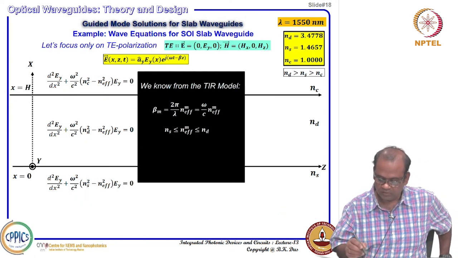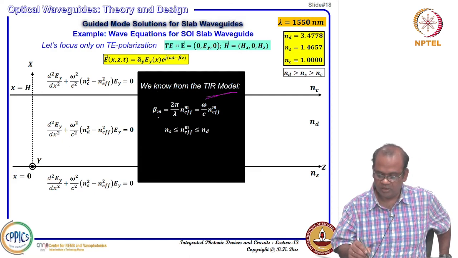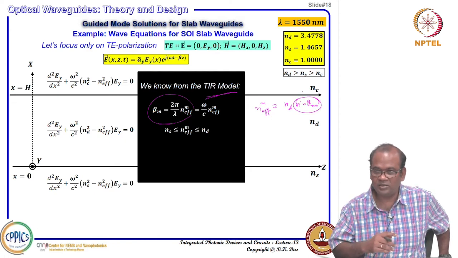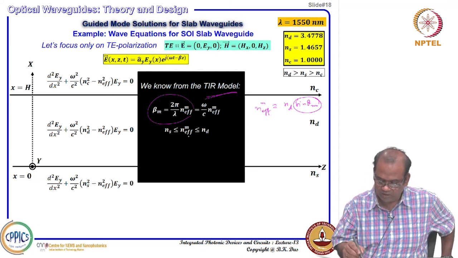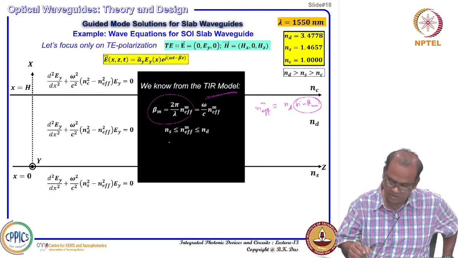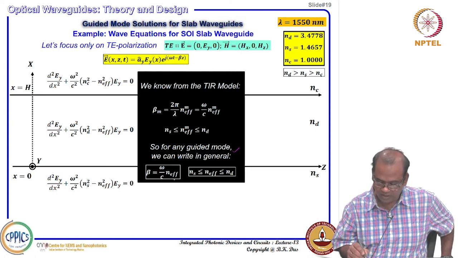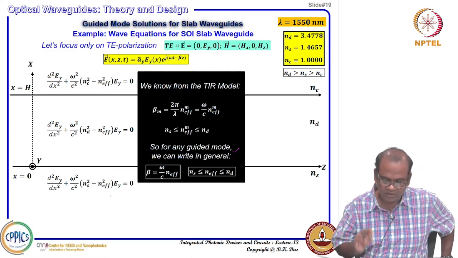Now, from the total internal reflection model, beta m equals 2 pi by lambda n effective, where n effective m equals n d sin theta m. We do not want to consider this theta m; we are trying to get solutions without theta m. So n effective is less than n d, as in the earlier discussion. For any guided mode, we can write in general beta equal to omega by c n effective, and n effective must be less than n d. I am repeating the same thing so that things are consistent.